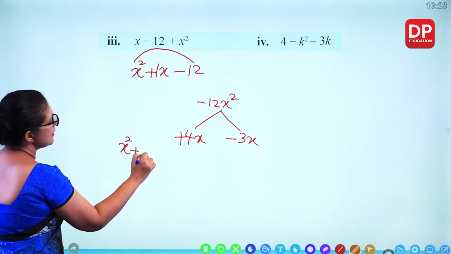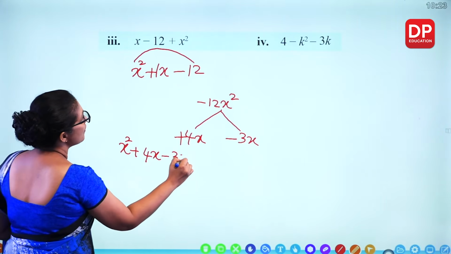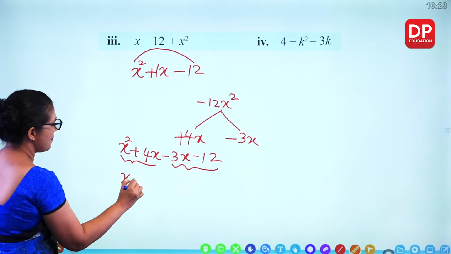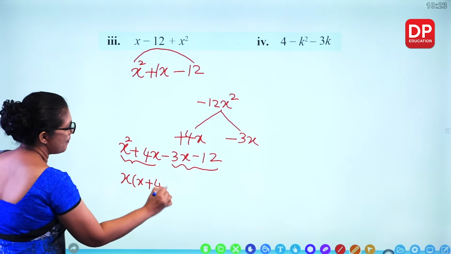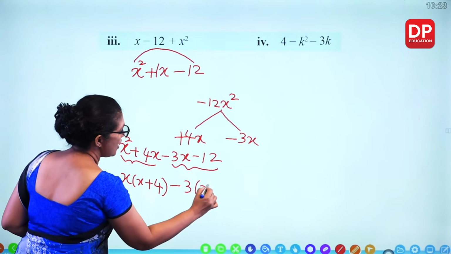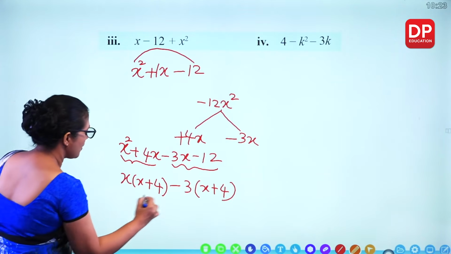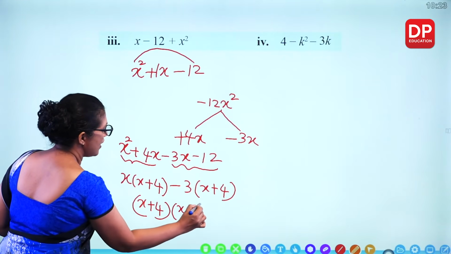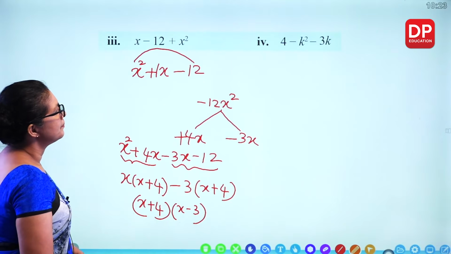Now split the middle term. You get this. Take 2 at a time. And here minus 3 out. You get x plus 4 and x minus 3.